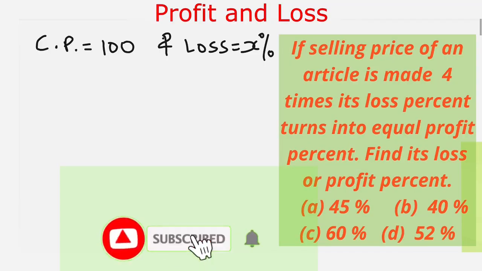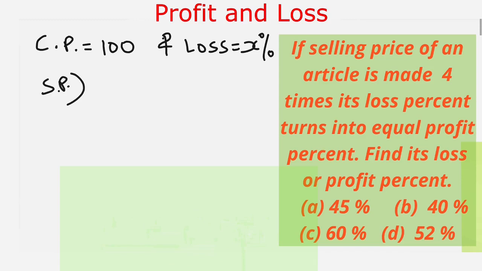Let cost price equal 100 and loss percent equal X percent, which is X on 100. Then the original selling price, I write it as SP1, equals 100 minus X, as selling price is always cost price plus profit, and if it is loss, then selling price equals cost price minus loss. Now this selling price is made 4 times.